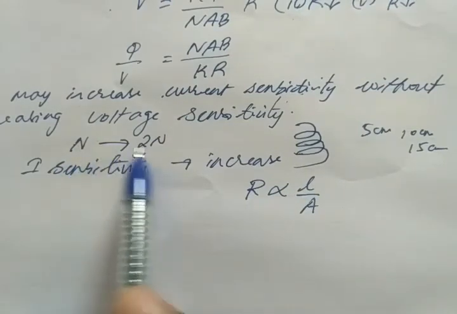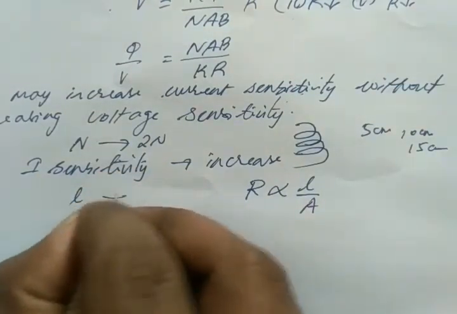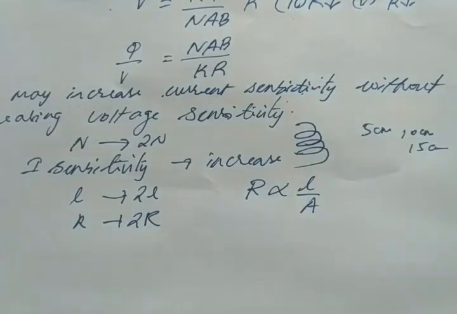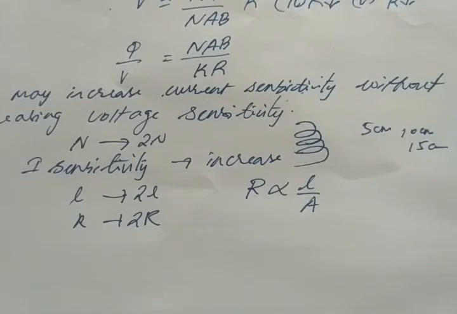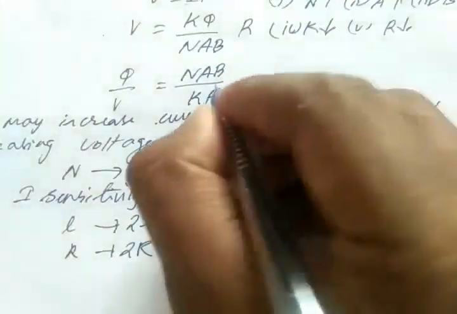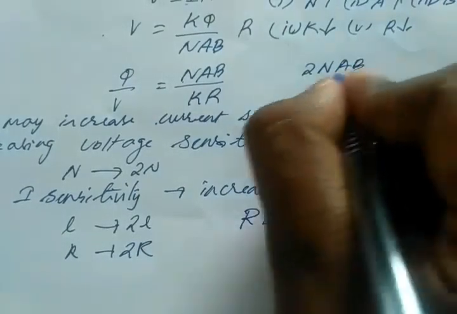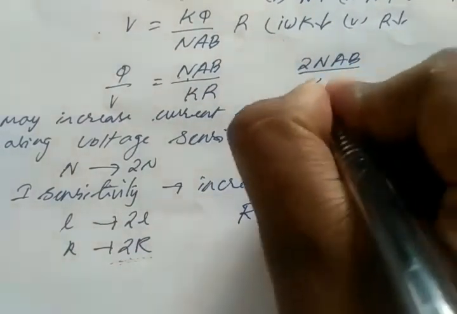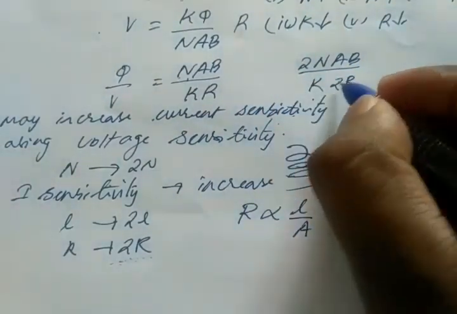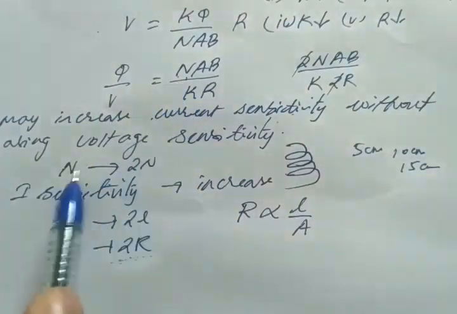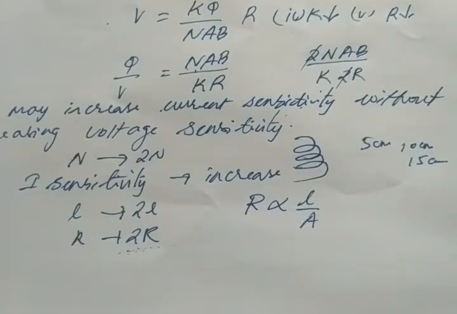So if my n becomes 2n, then my L also becomes 2L, then my R also becomes 2R. By this, my voltage sensitivity remains the same. Just substitute the value. We have phi by V equals NAB by K R. I increase the number of turns to 2n, so my resistance also becomes 2R. So I get K times 2R; the 2 gets cancelled, and I get the same value. So my voltage sensitivity remains the same, but here the current sensitivity actually increases. Clear?